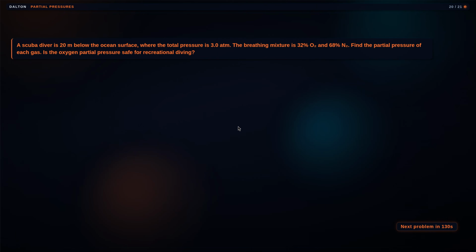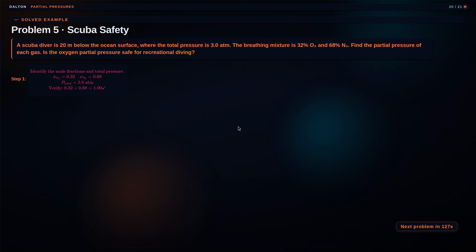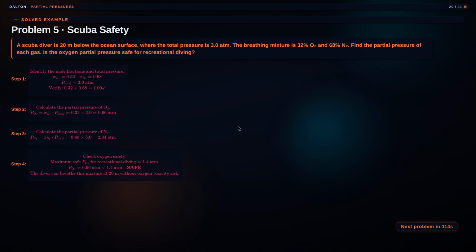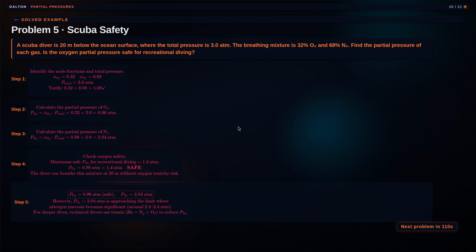Problem 5. A scuba diver is 20 meters below the ocean surface, where the total pressure is 3.0 atmospheres. The breathing mixture is 32% oxygen and 68% nitrogen. Find the partial pressure of each gas. Is the oxygen partial pressure safe for recreational diving? We will solve this in 4 steps.